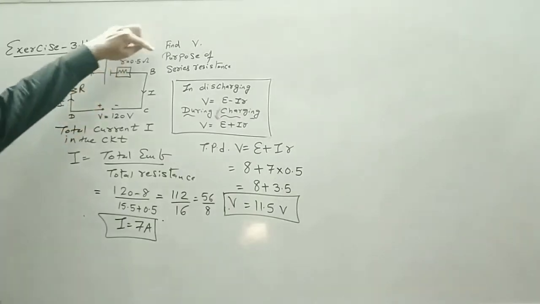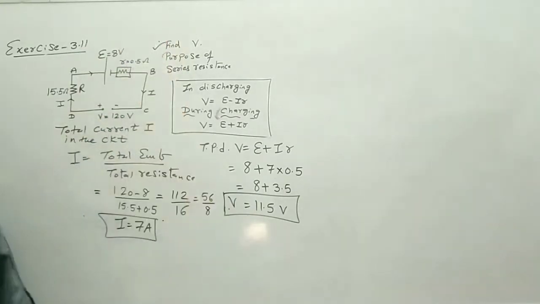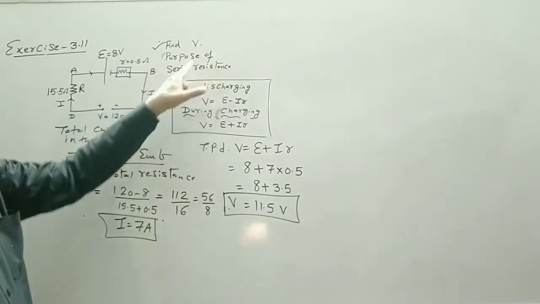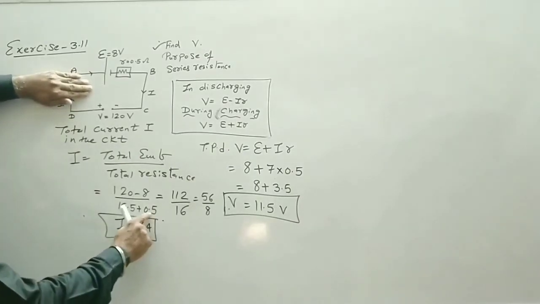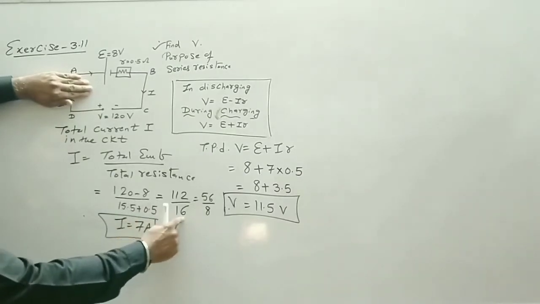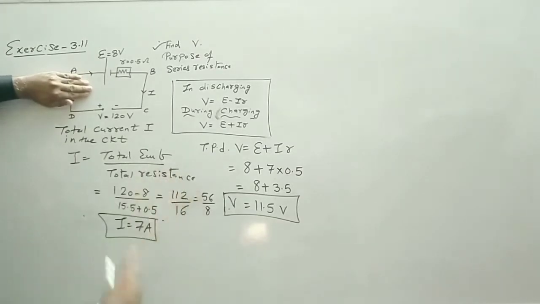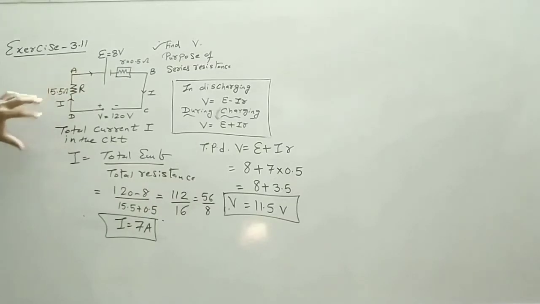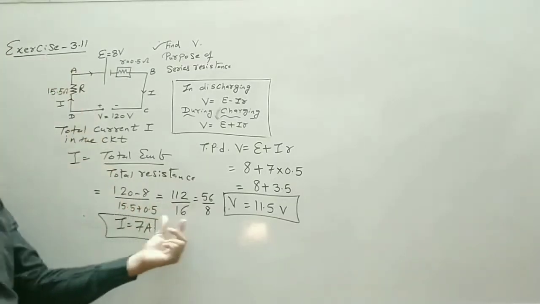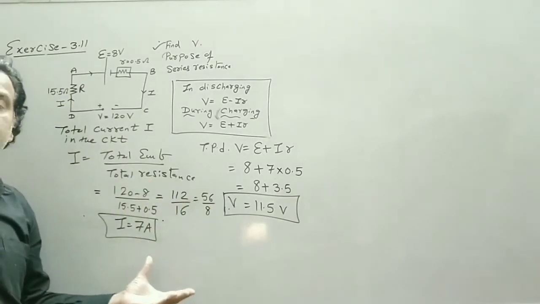Now the second part: what is the purpose of a series resistance? See, if we do not connect this series resistance, if it is removed, the denominator becomes smaller, only 0.5. Now if the denominator is 0.5, the current will be much larger, 225 ampere. So that current is very high. It is dangerously high. Even 1 ampere current flowing through the circuit is very high.